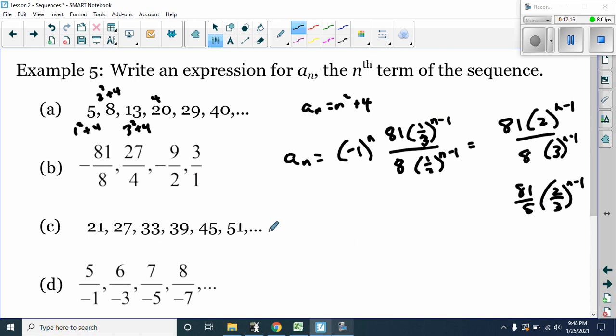Plus 6, plus 6, plus 6, plus 6. A sub n equals 15 plus 6n. The numerator here is plus 1.